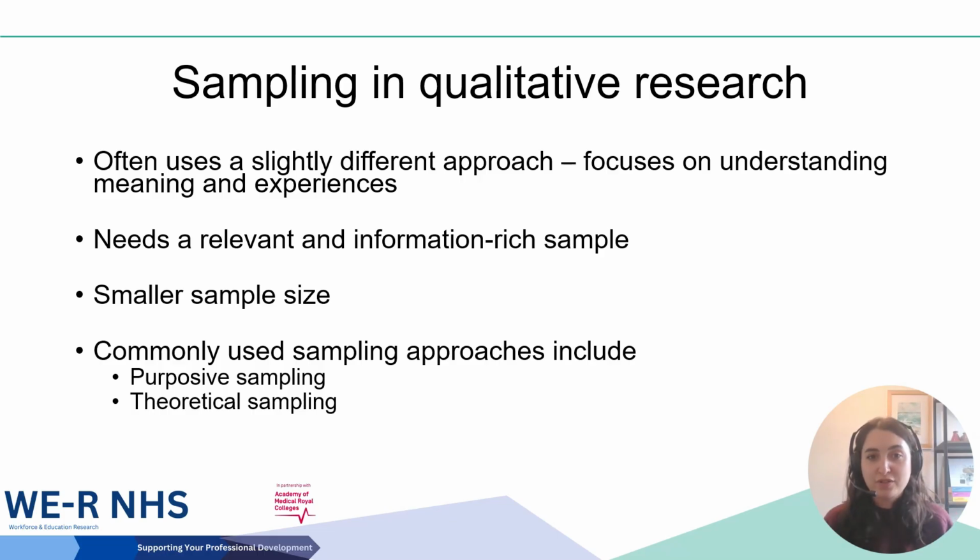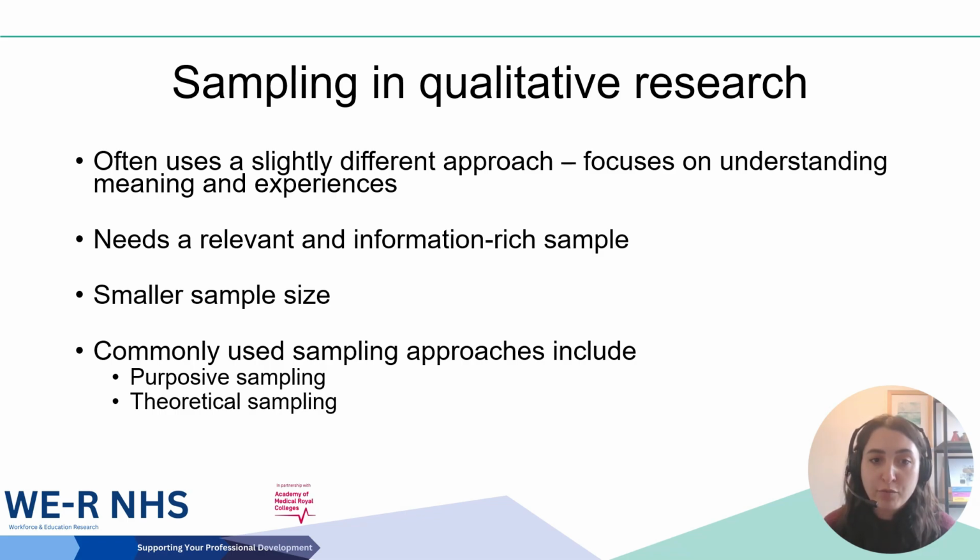The sampling approaches I've just spoken about tend to be used if you're conducting a quantitative piece of research. However, sampling in qualitative research might use a slightly different approach. This is because this focuses on understanding meaning and people's experiences, and therefore needs a relevant and really information-rich sample. So this might need to be people who've experienced a particular intervention or who live with a particular condition. There is also generally a much smaller sample size in qualitative research, generally up to about 20 participants for most qualitative studies.